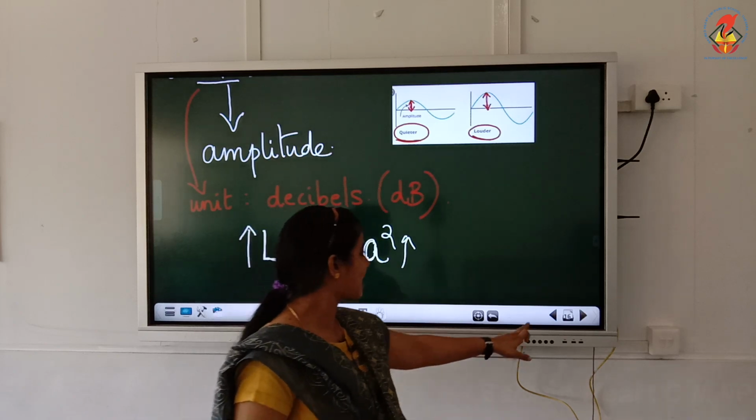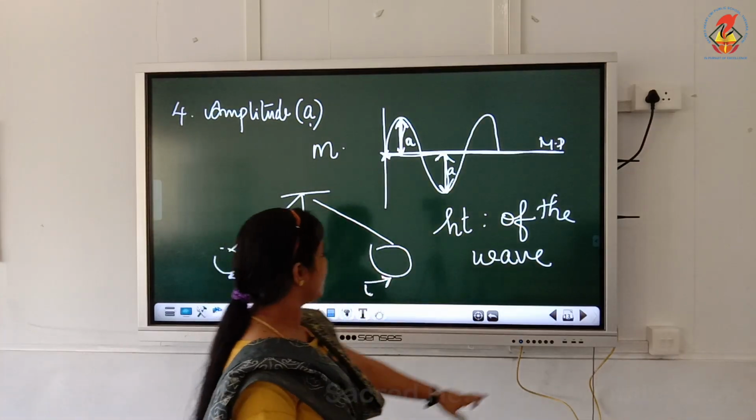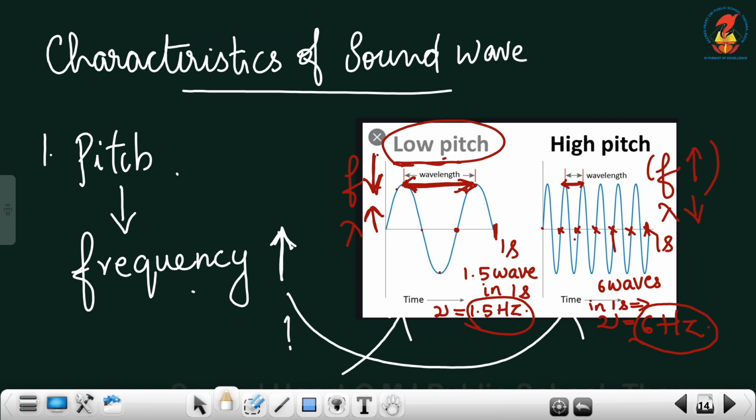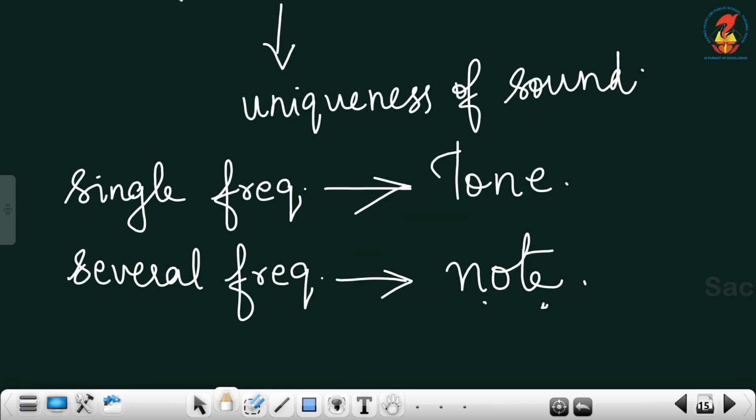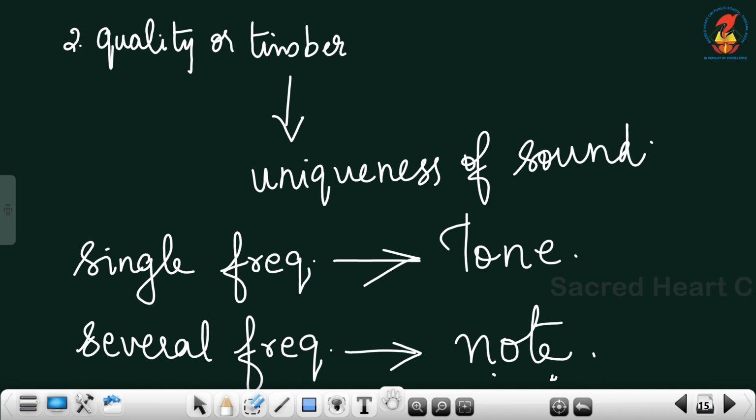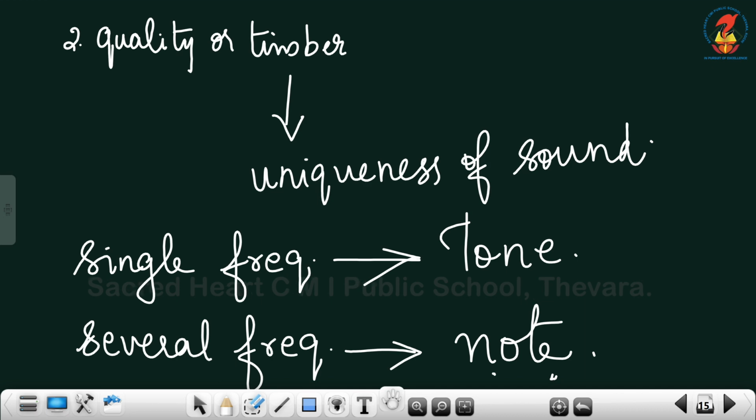So the three characteristics are, first one is pitch. Pitch depends upon frequency. If frequency is high, wavelength will be short, and such voices are called high pitch. If frequency is less, wavelength will be more, such voices are called low pitch. Now the second characteristic of sound is quality or timbre. It is the uniqueness of a sound. The sound which has a single frequency is called a tone, and the sound which has several frequencies is called a note.